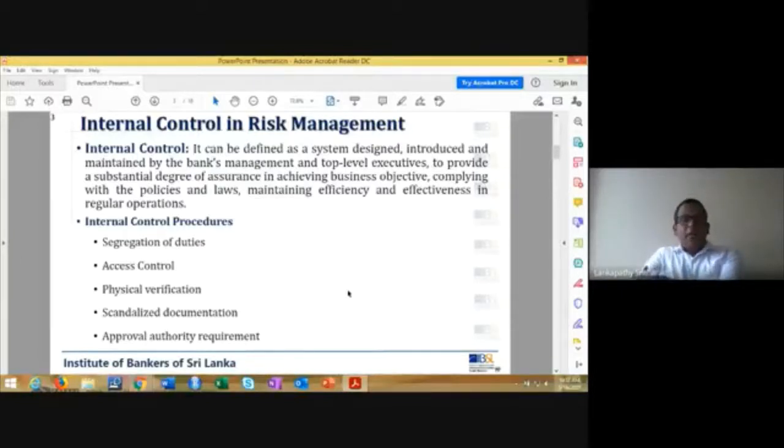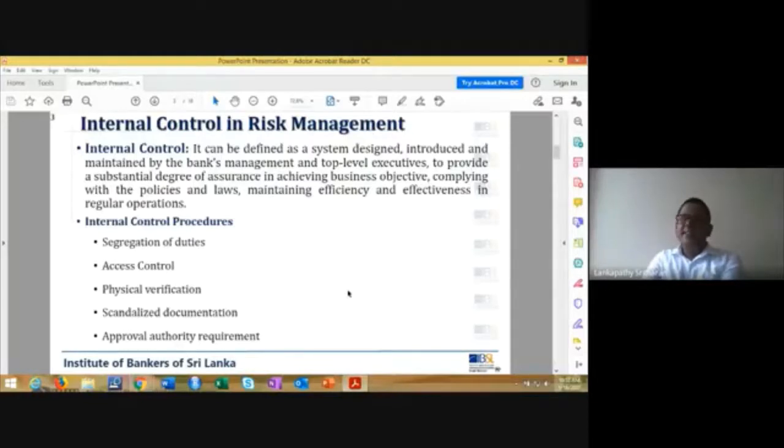An approval authority requirement is also one of the internal controls. For each payment above a certain level, if it is more than 500,000 or more than 1 million, then a second officer has to approve that payment, a sort of authorization.